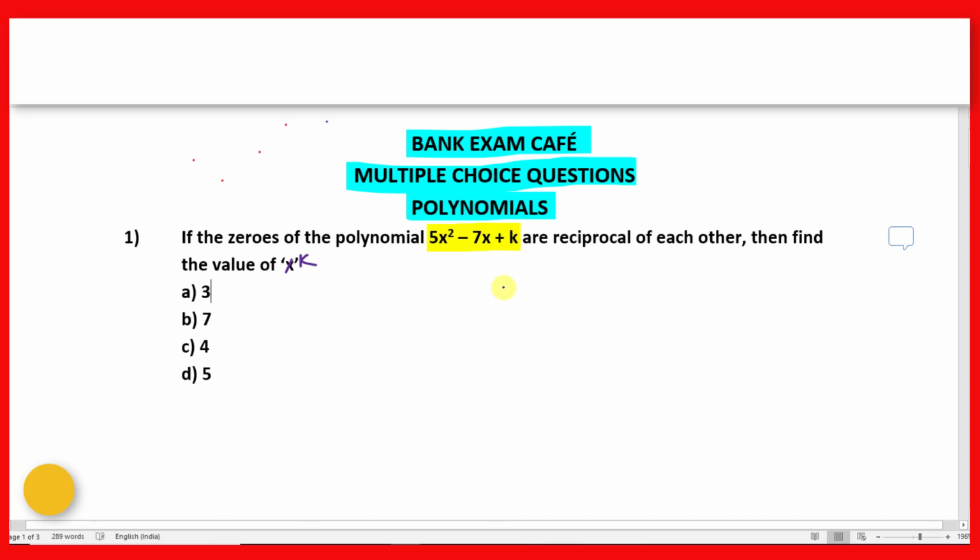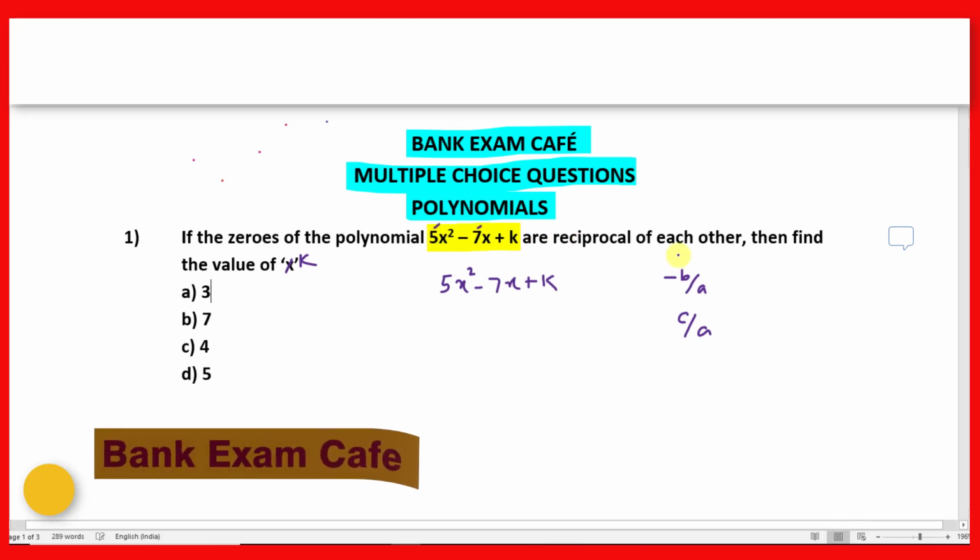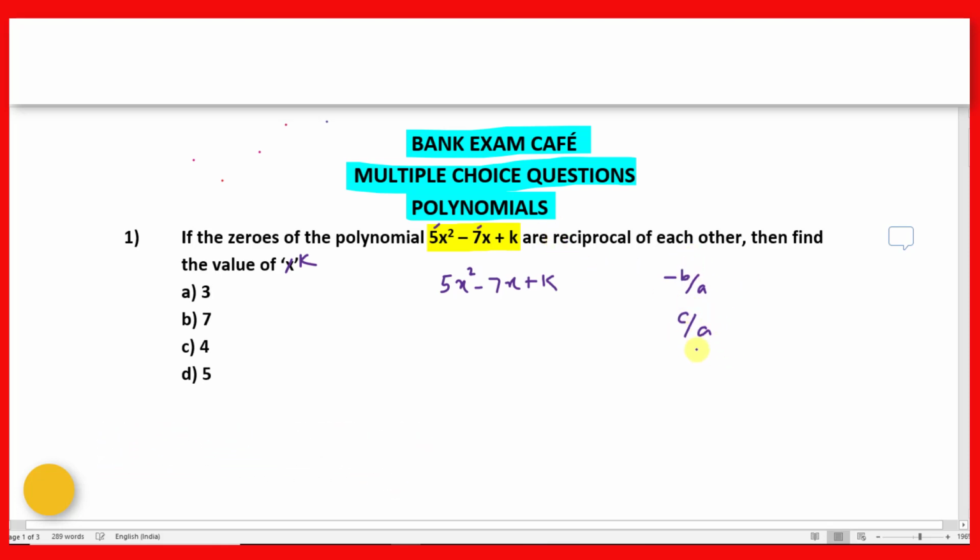So here the given equation is 5x square minus 7x plus k. We know that the sum of the roots is given by minus b upon a, and the product of the roots is given as c upon a. If you take the sum of the roots, it will be minus b upon a, so it will be 7 upon 5, and there will not be k in that equation. So we will take the product of the roots, it will be k upon 5, and therefore there will be k in the equation.